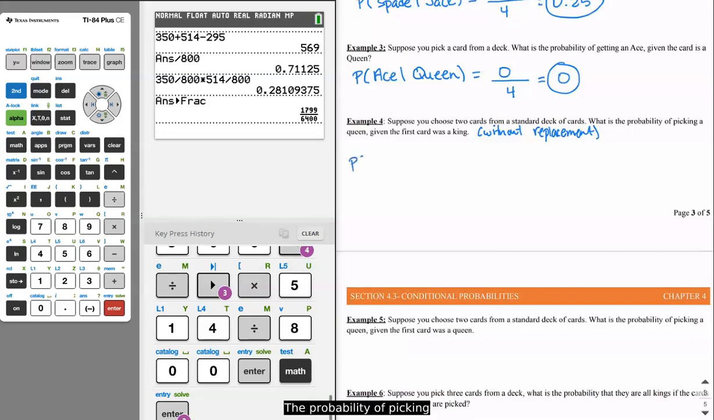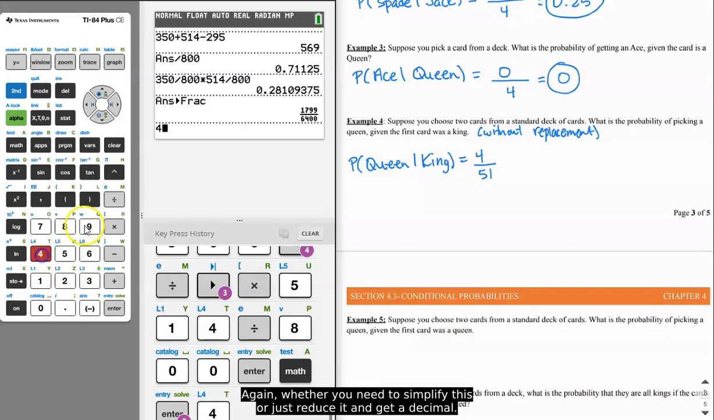So the probability of picking a queen given the first card was a king. We're just focusing on the second card. We're choosing 2 cards, and we just want to find the probability of the second card. I think of my deck: I have 52 cards. I pick out a king and set it aside. So when I'm ready to pick my second card, I have 51 cards to choose from. How many of those are queens? I still have all the queens in my deck, because I only chose a king for my first card. So I'd have 4 out of 51.